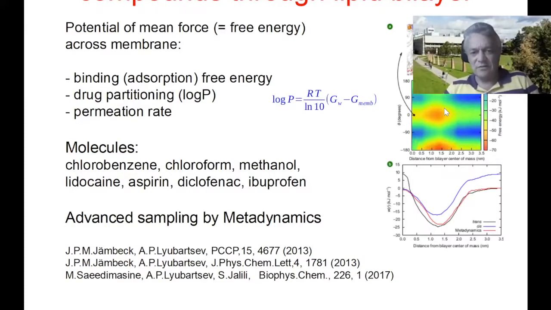And for this simulation, we use advanced sampling by metadynamics. In metadynamics, we use a bias potential, which forces a molecule to go inside the membrane even if the true potential prevents this. But then the effect of the bias potential can be taken back and the true free energy profile reconstructed. So metadynamics is a very efficient method for such computations. Here are some papers where we did these studies on drug elimination.